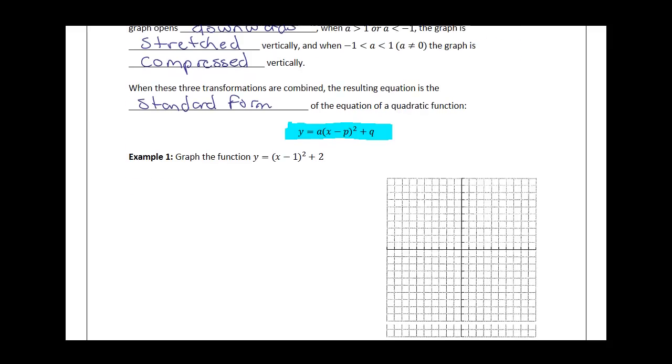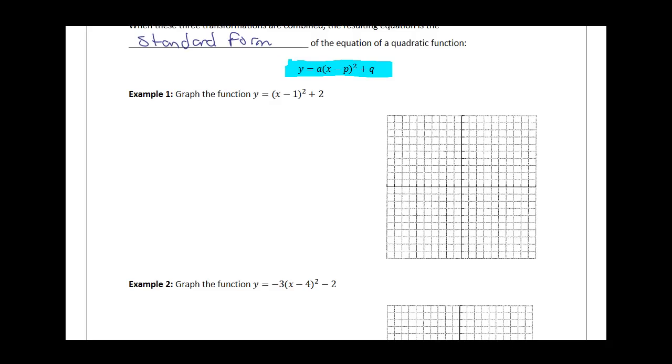Example 1. Graph the function y equals (x minus 1) all squared plus 2. Well, from what we just learned, we can figure out how this graph will look. Think about our original quadratic function of y equals x squared. Now, this is only asking us to remember the opposite for this, and it's going to go right 1 point. And it's going to move up 2 points from these changes in our quadratic equation.